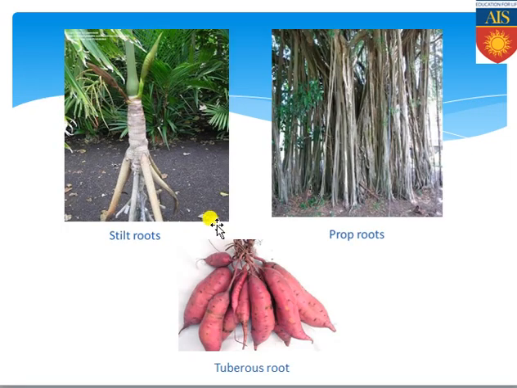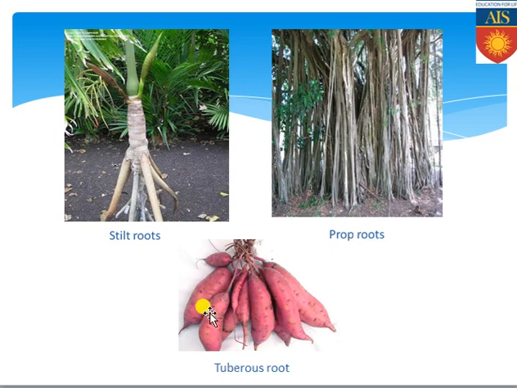So you can see the figure properly. These are the stilt roots. These are the roots which arise from the lower nodes of the stem and project in every direction, helping the plant body to stand erect. These are the prop roots. These roots arise from the branches, come downward and penetrate the soil, and are responsible for providing support to the entire plant body as well as for bearing the body weight.